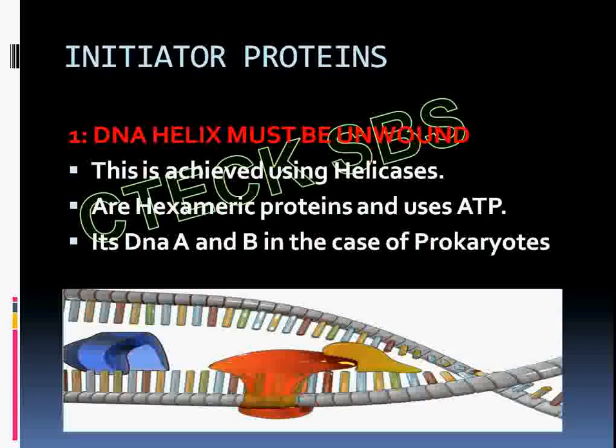So these initiator proteins are divided according to the process of DNA replication. The first process of DNA replication is that the double-stranded DNA, the template DNA, the mother DNA, the parent DNA, is converted into a single-stranded DNA. So first the DNA helix needs to be unwound, and this is actually achieved using helicase enzymes, which are hexameric proteins and use ATP. In prokaryotes, these helicases are known as DnaA and DnaB.